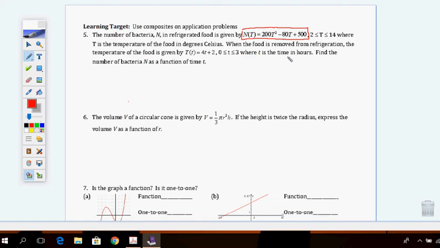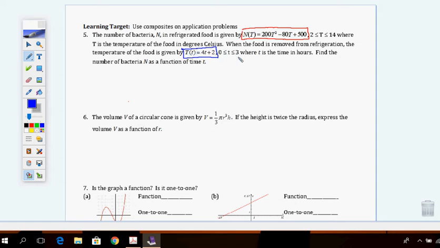T is going to be time in hours. So we have the temperature, but as the time starts to drop, it's going to change our temperature. Our second equation is dealing with how our temperature is changing according to time. So bacteria changing according to temperature, and then temperature changing according to time.